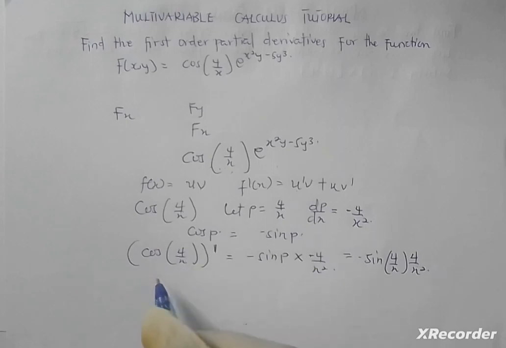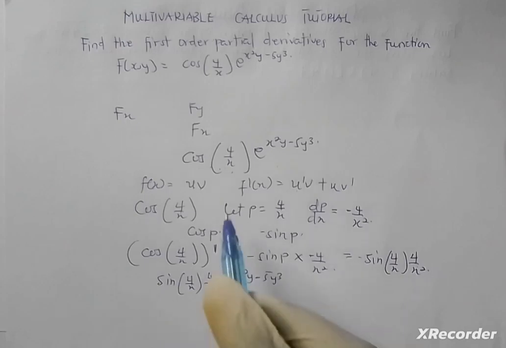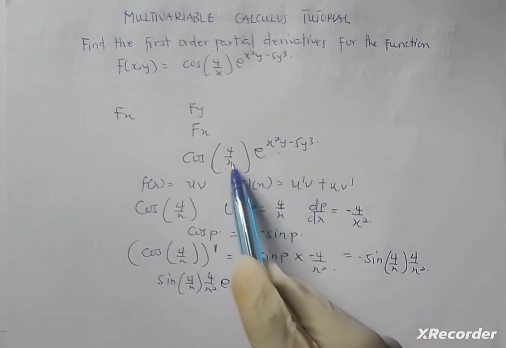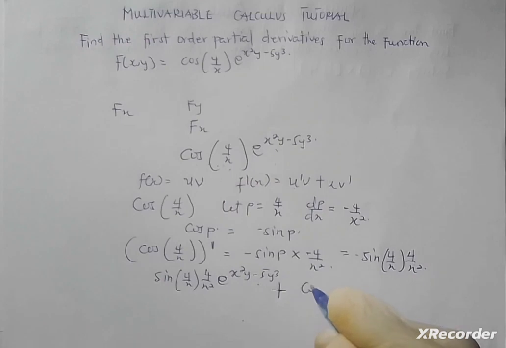So I come back to what I'm having. I'm going to get sine of 4 over x multiplying 4 over x squared, then e to the power x squared y minus 5y cubed. So I have differentiated this and I've left this. So this plus, the second part, we are going to differentiate this and we leave this. So I'm going to write my cos 4 over x here.